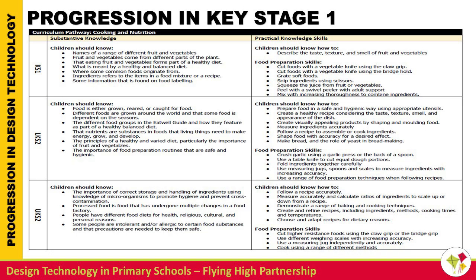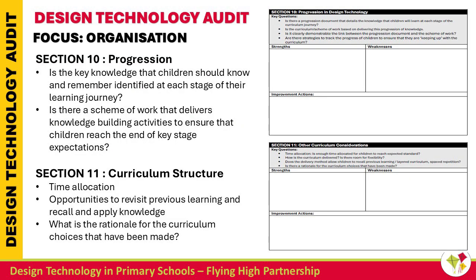Our progression document, called the Curriculum Pathway, can be downloaded from the Resources section on the Primary DT website. Section 10 of the Curriculum Audit focuses on curriculum progression and assessment, and Section 11 of the audit looks at the overall curriculum structure and the rationale for it.